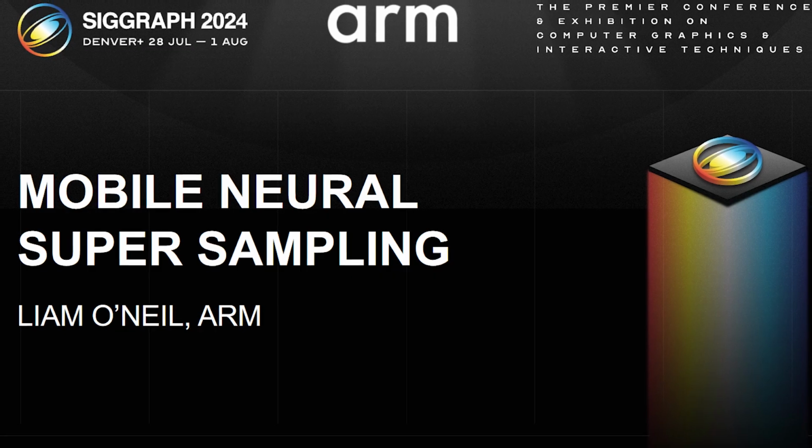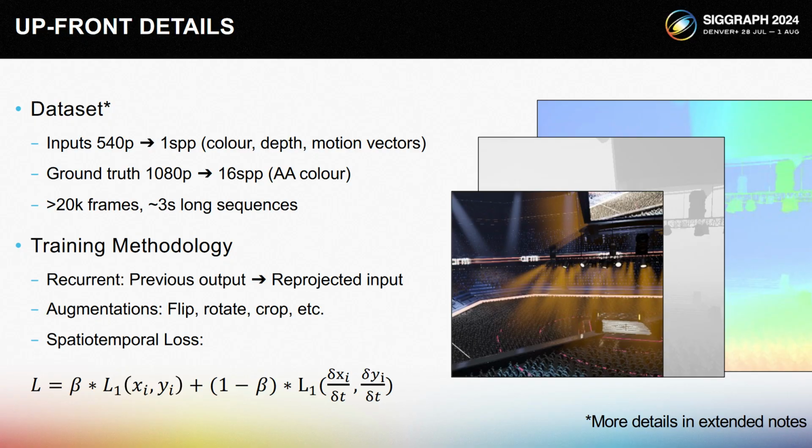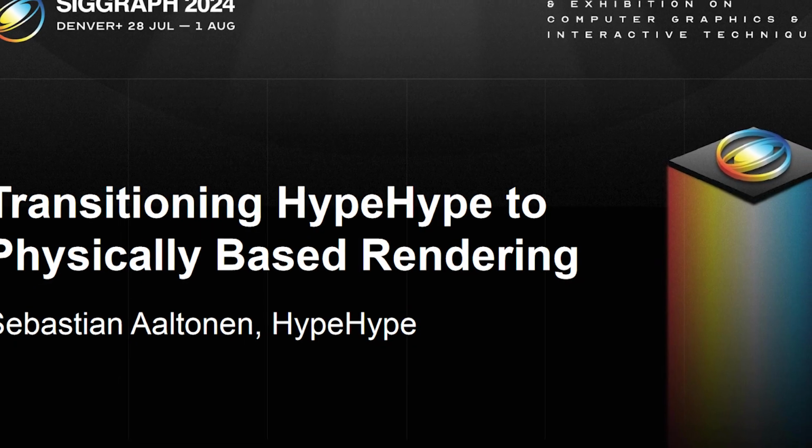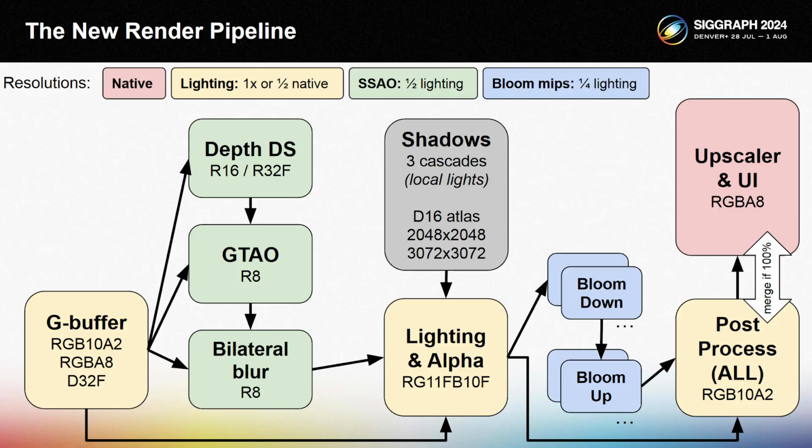So this year, ML's a big thing. We had a great talk there from Liam O'Neill on mobile neural supersampling. I think that's a really interesting topic, one we're following very closely. We had a great talk from Seb Altonen from MediaPipe on the work they're doing on physically based rendering. A talk from Supercell. All this work is obviously great if you can see them live, and you may still be able to get a virtual access ticket to SIGGRAPH to watch them back, but all of the slides and notes are available on the website to download.